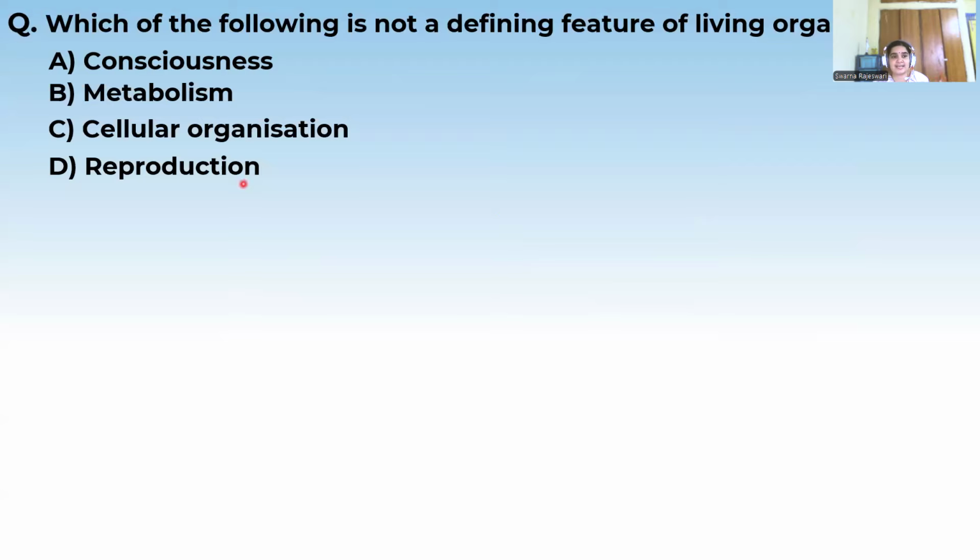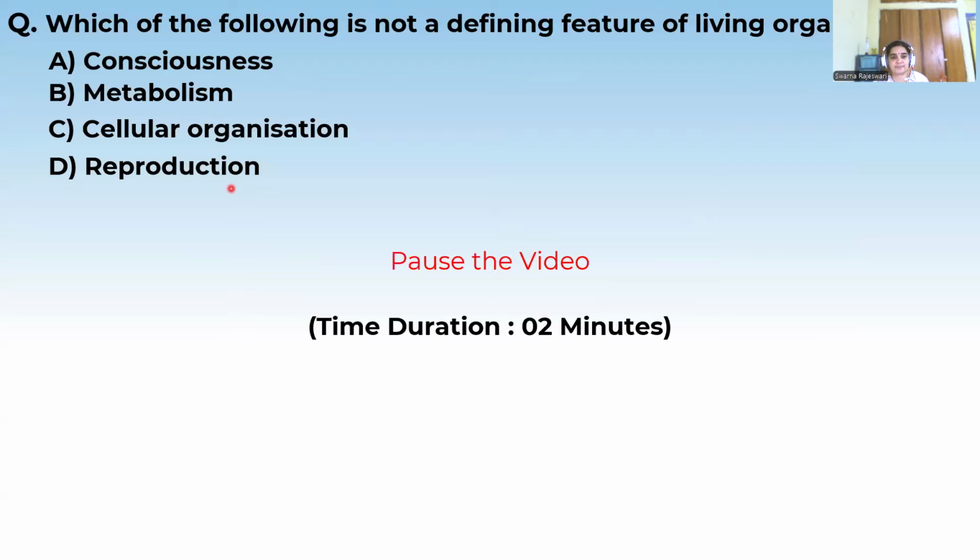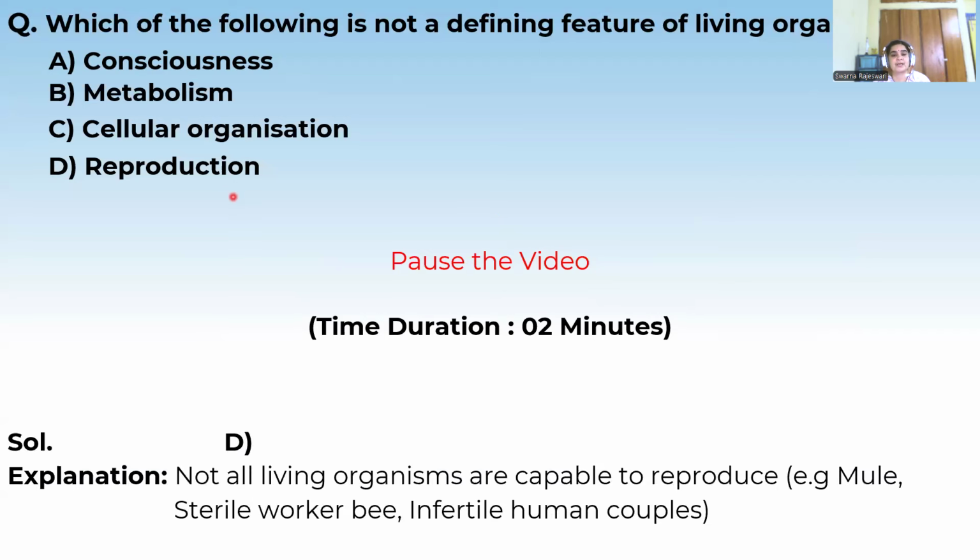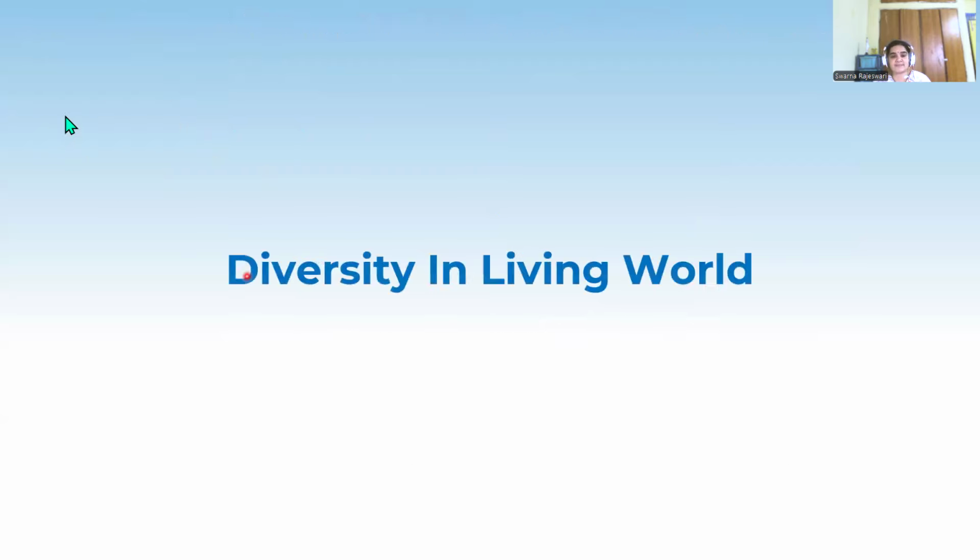So only these three, A, B and C, are correct. So the correct answer is D, that is reproduction. It is not a defining character of the organism. They have asked which is not a defining character, and all these three are defining characters. So the correct answer is D. D is not the defining character to say that it is a living organism.